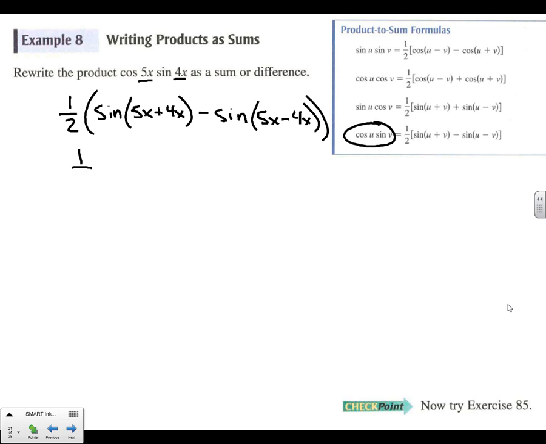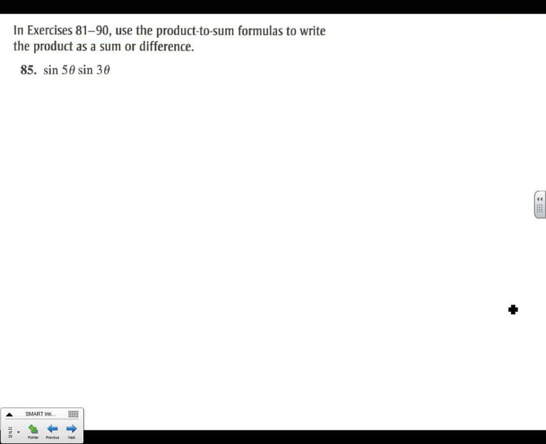And we've got 1/2 sine of 9x minus sine of x. And on this one, we're going to leave it just like that. Nothing more you can do. 85. Try the same thing.